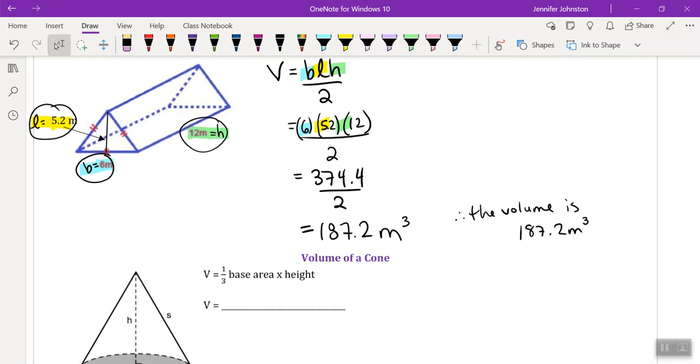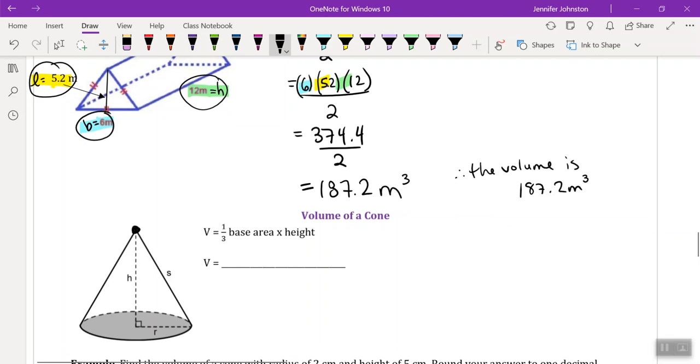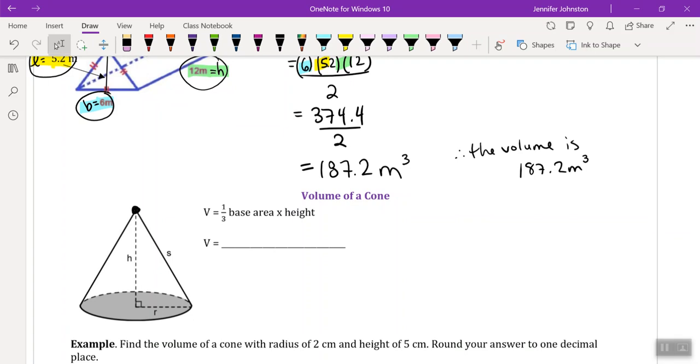Alright, the volume of a cone. We're going to look at a cone and a square base pyramid next. So for our pyramids and our cones, we can see that they're like little hats, right? They've got this pyramid looking shape. We're going to check this out. So we're being told that it's 1/3 the base area times the height. So it's very similar to our prisms, but we have to take 1/3.